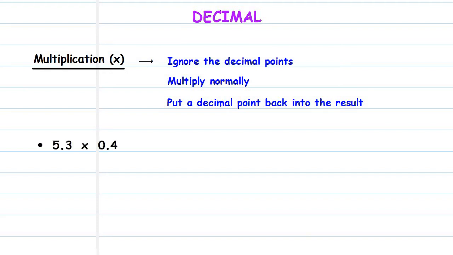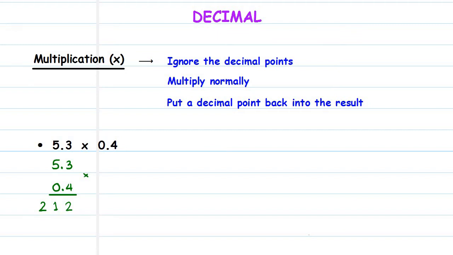Here we have 5.3 multiplies 0.4. We can write 5.3 times 0.4. First, we will ignore the decimal points in 5.3 and 0.4 and just multiply them normally. We will get 2, 1, 2.